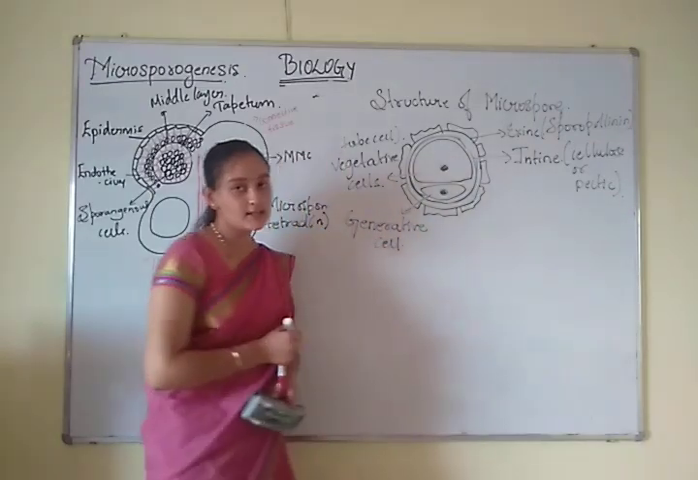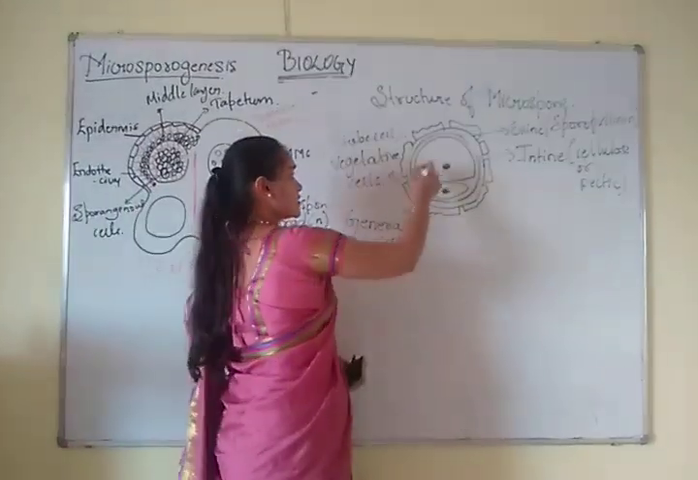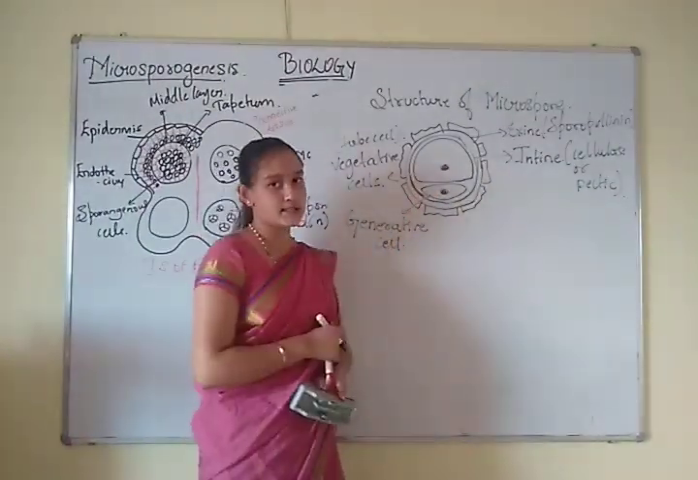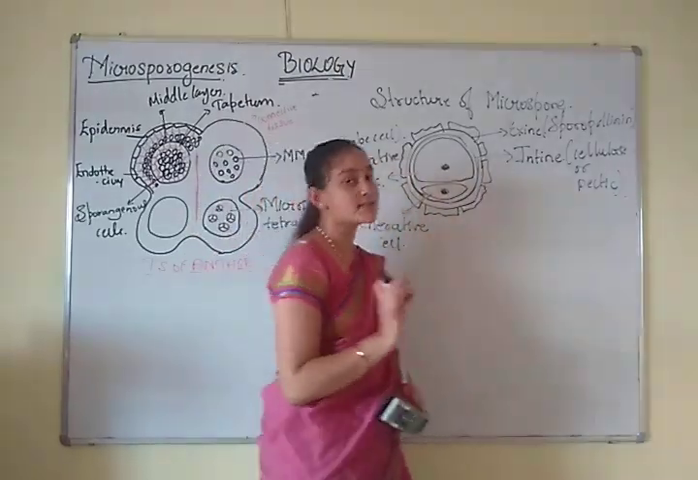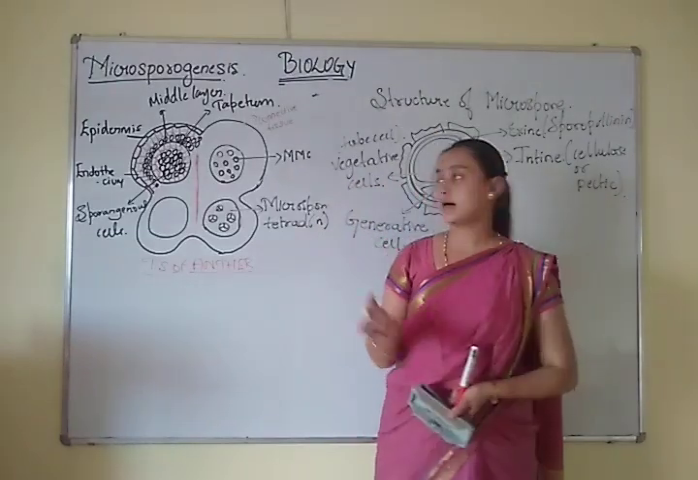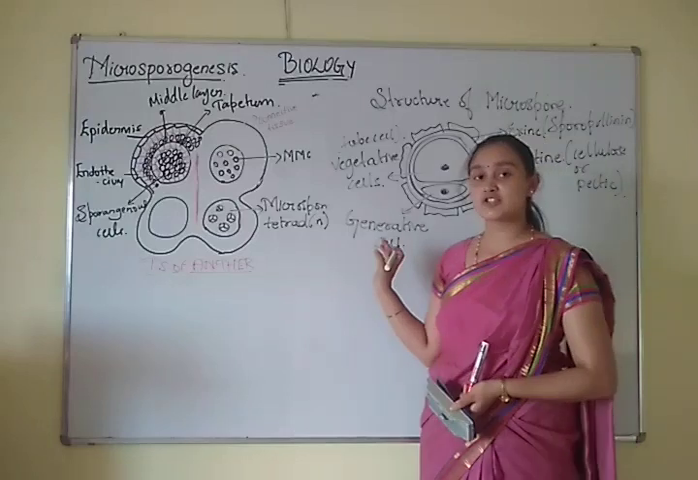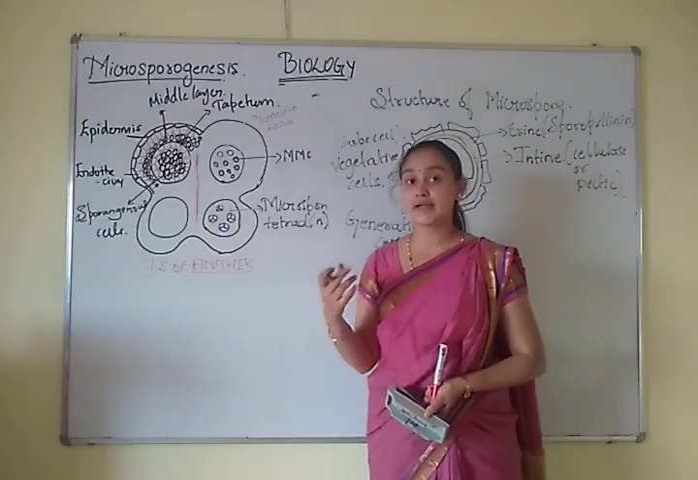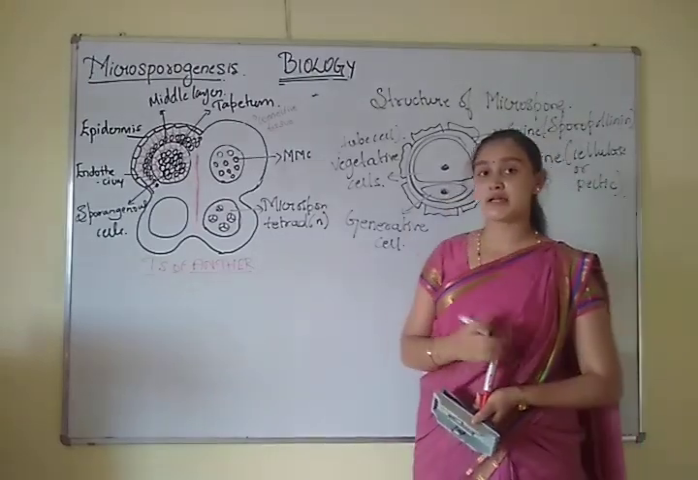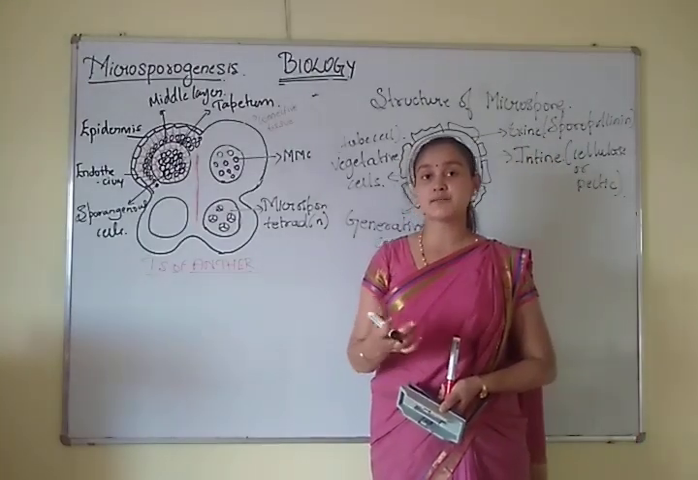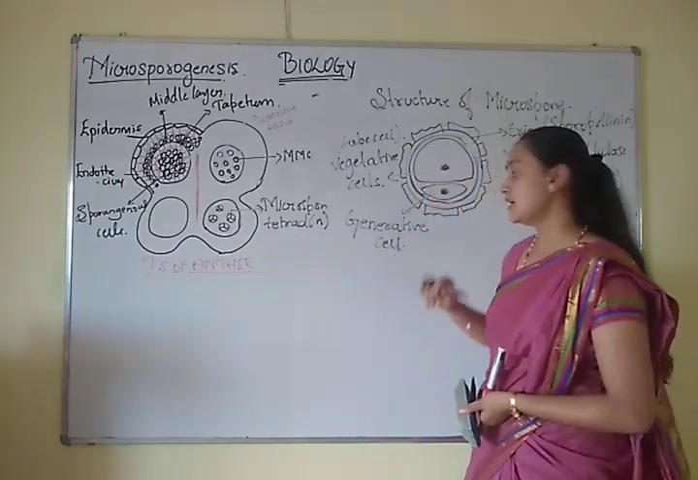Okay, it is called a generative cell. Understood? So this is a vegetative cell, and this one is a generative cell. Why are we calling it a vegetative cell? Because it does not help in reproduction, whereas the generative cell will form the male gamete. The part containing the nucleus will get fused with the female gamete. So this is a generative cell.